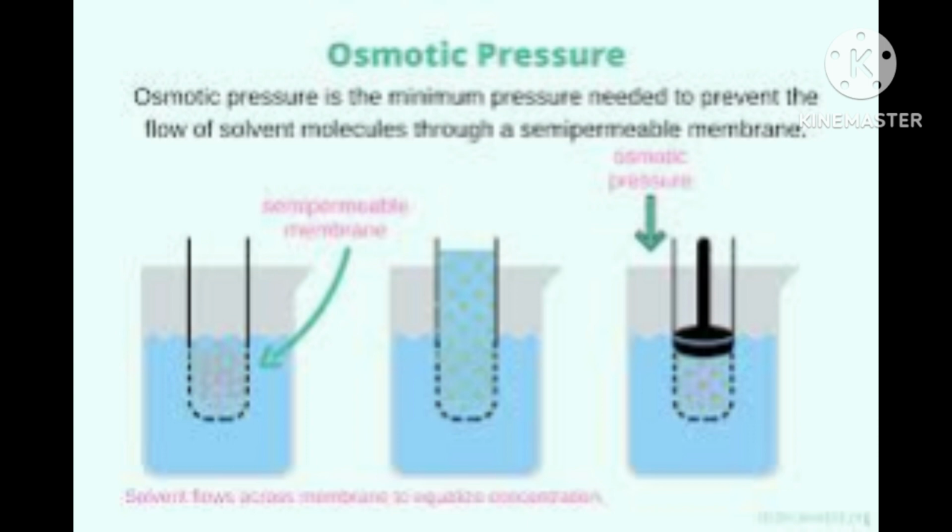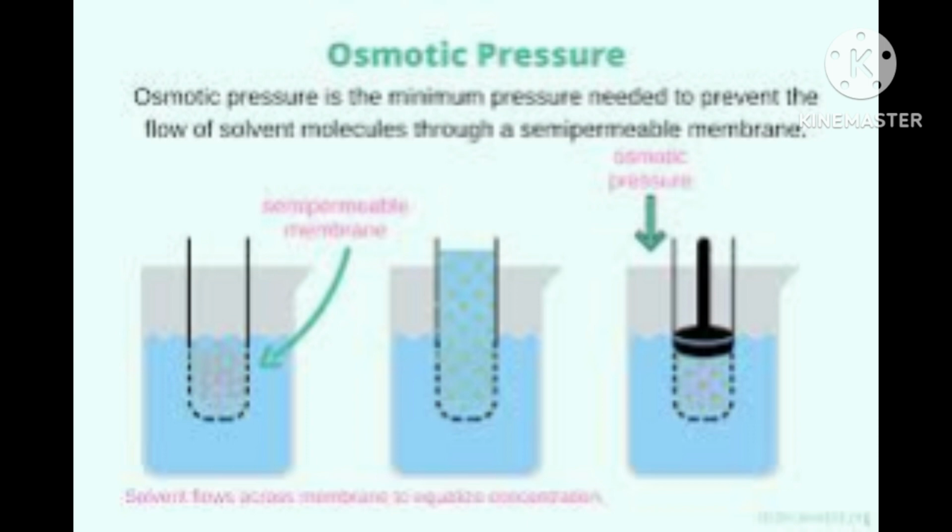18 gram of glucose, C6H12O6, is dissolved in 1 kg of water in a saucepan. At what temperature will water boil at 1.013 bar? And Kb for water is 0.52 kg per mole. This is the question.